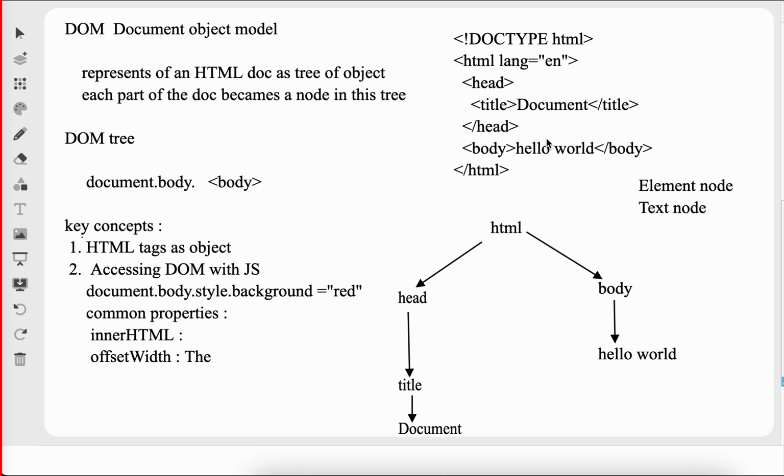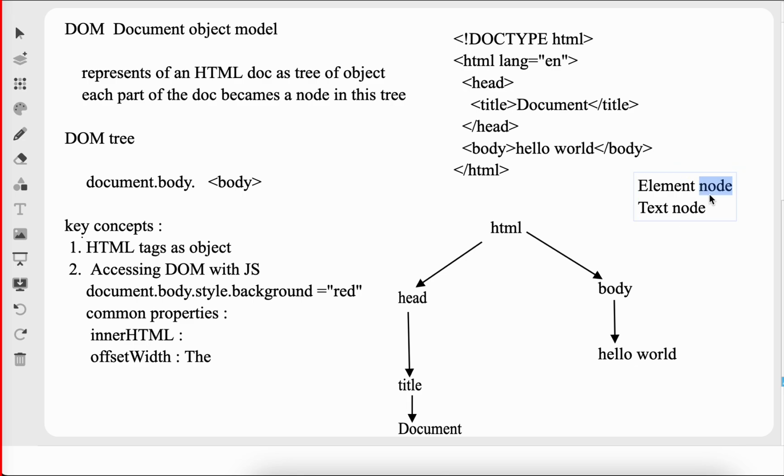This is our structure, and how the DOM is structured using a visual representation. So this is an example of a visualization of the tree. Each element is a node. Consider HTML, head, body, title: these are the nodes according to the DOM. And this content, hello world and documents, these are the text nodes.